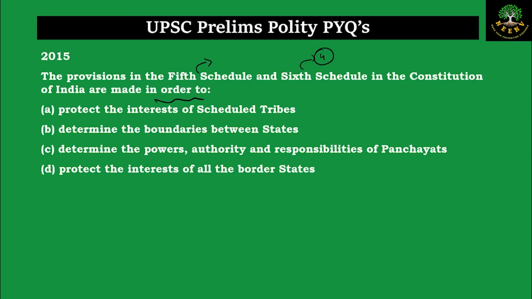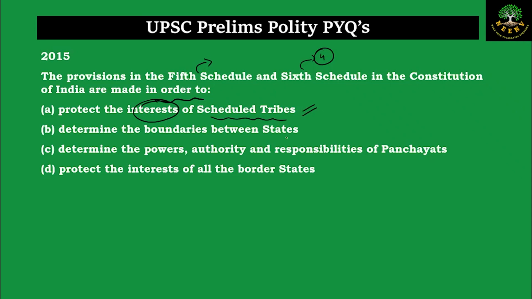Statement A says to protect the interest of scheduled tribes. B says determine the boundaries between states. C says determine the powers, authority and responsibility of panchayats. D says protect the interest of all the border states. So it is clearly A because it is discussing about the interests of the scheduled tribes.